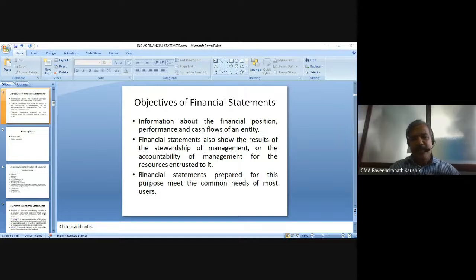Then what are the objectives? Objectives are information about the financial position, performance, and cash flow of an entity. Of course, I think these are common things which you are already aware of. And the financial statement also shows the results of the stewardship of the management. That's a very important thing. Or the accountability of management for the resources entrusted to it. Today, this has become a very important thing.